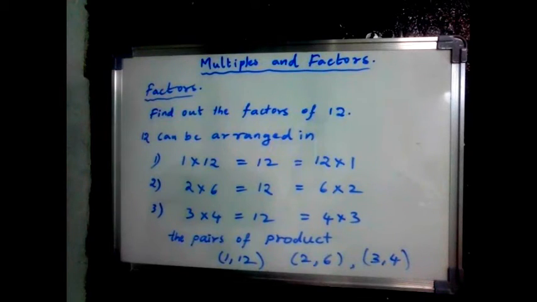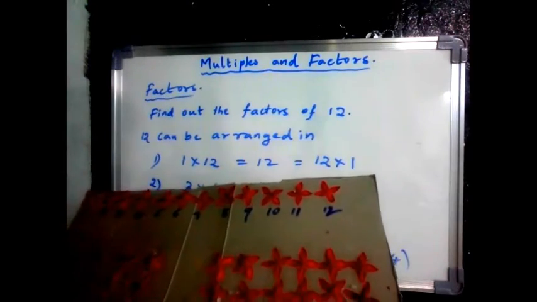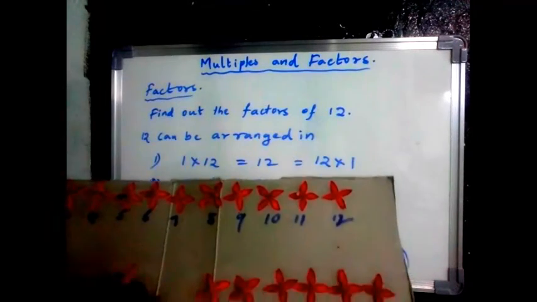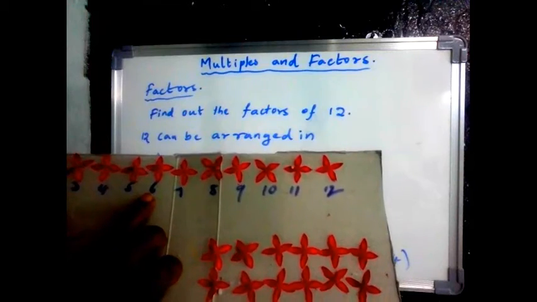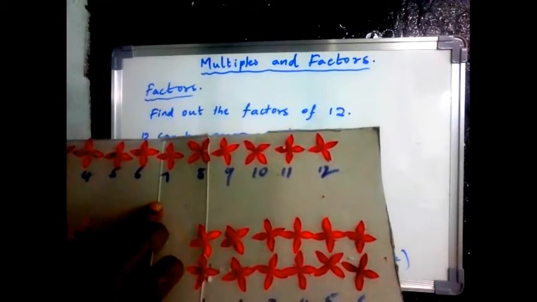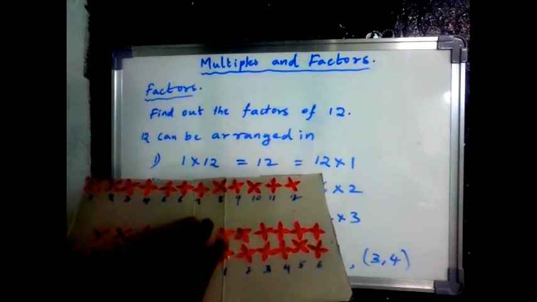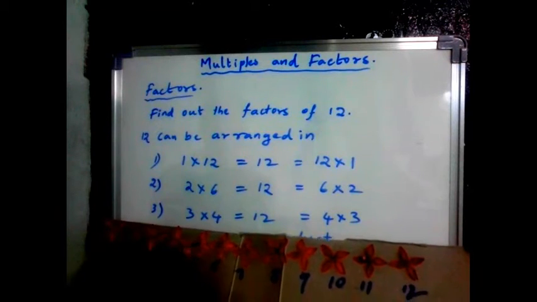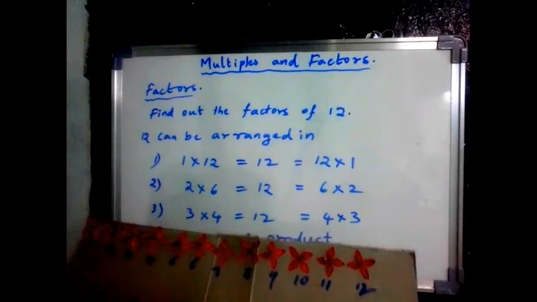How many ways can 12 be arranged, Nana? I took 12 flowers and arranged them in rows: 1 × 12 = 12. The second way is 12 × 1 = 12, because column-wise, 12 ones are 12. Okay, that is only one way.